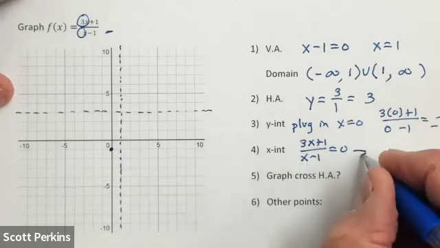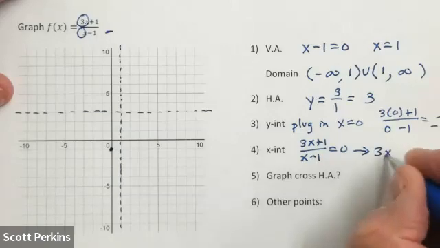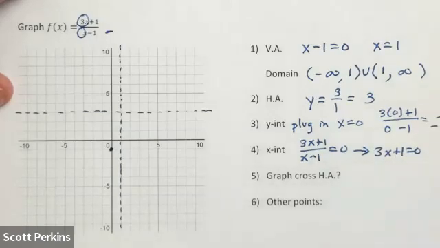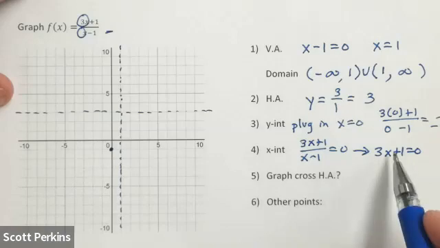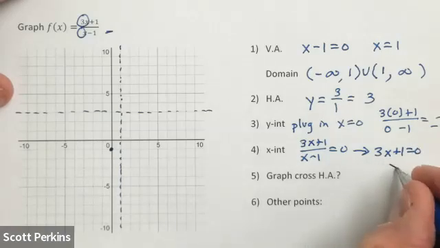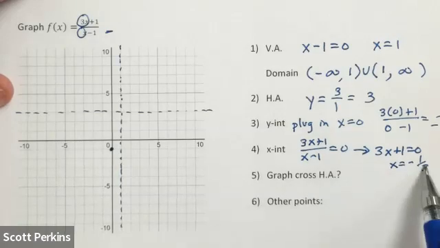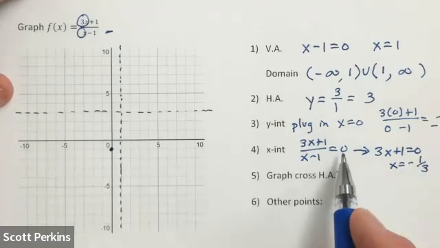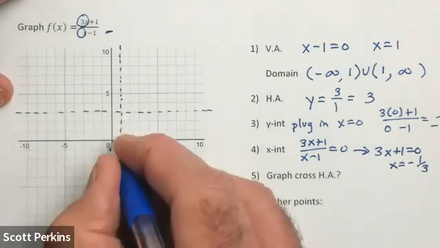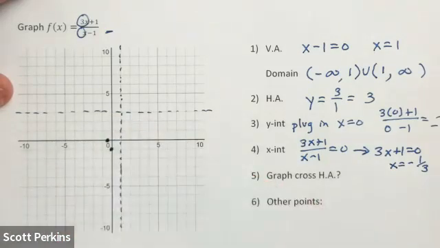So I can just now limit this to 3x plus 1 equals 0. And just for room's sake, when I subtract 1 and divide by 3, I get the x value negative 1/3. So at the x value negative 1/3, the y value or the function value is 0. So that is right about here.